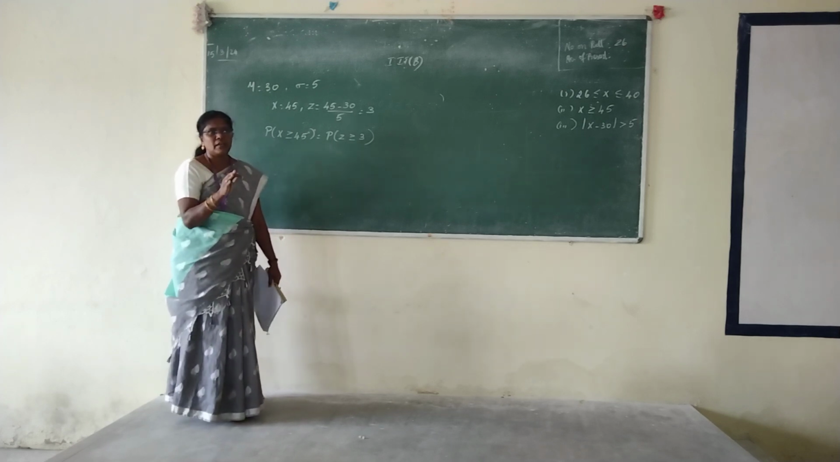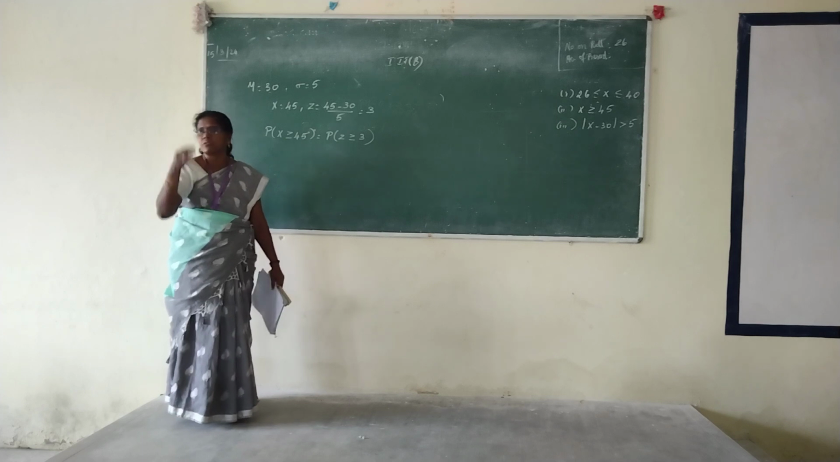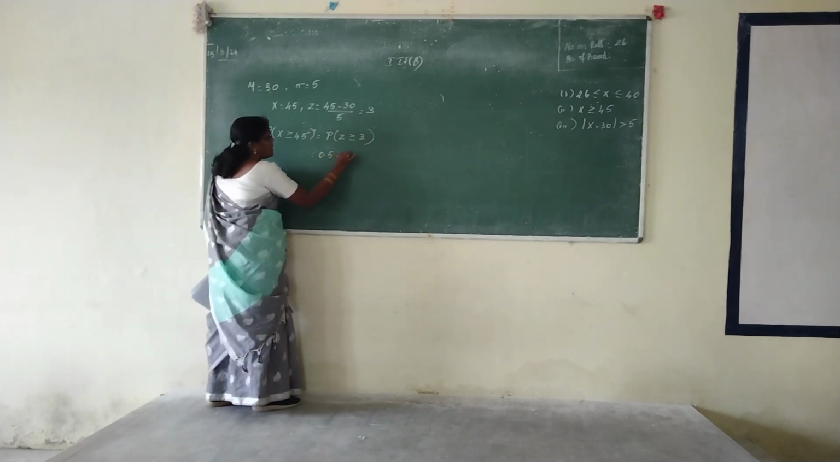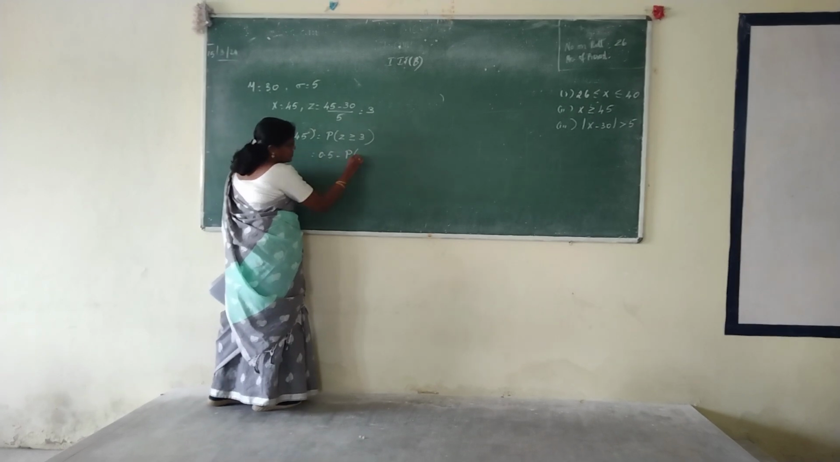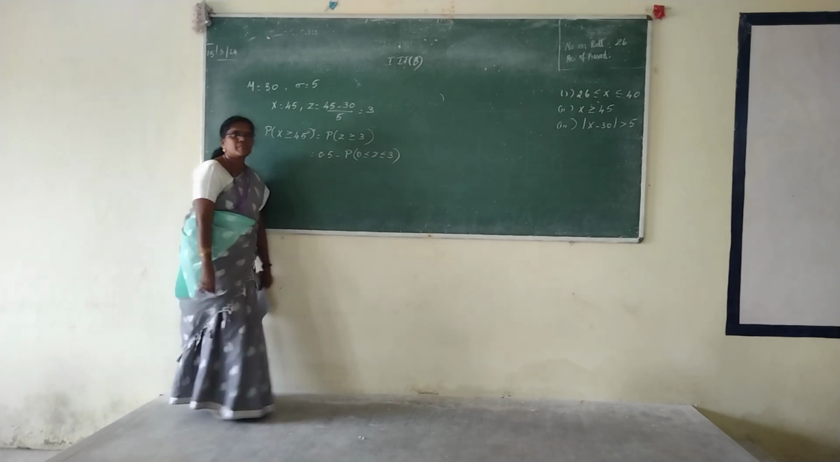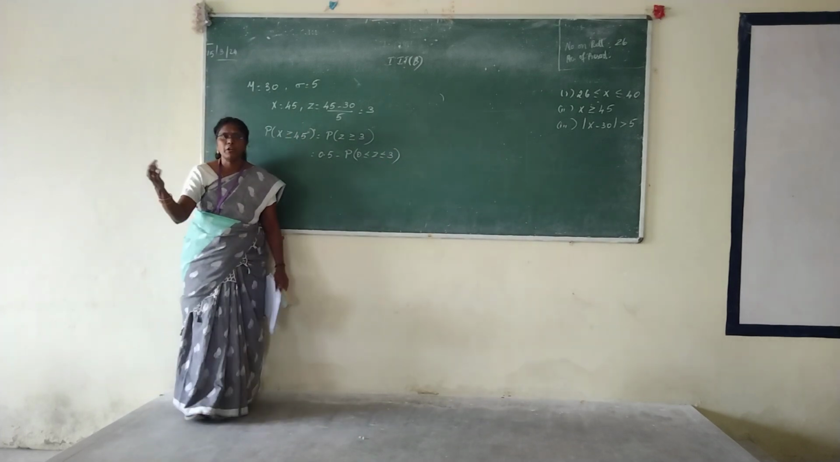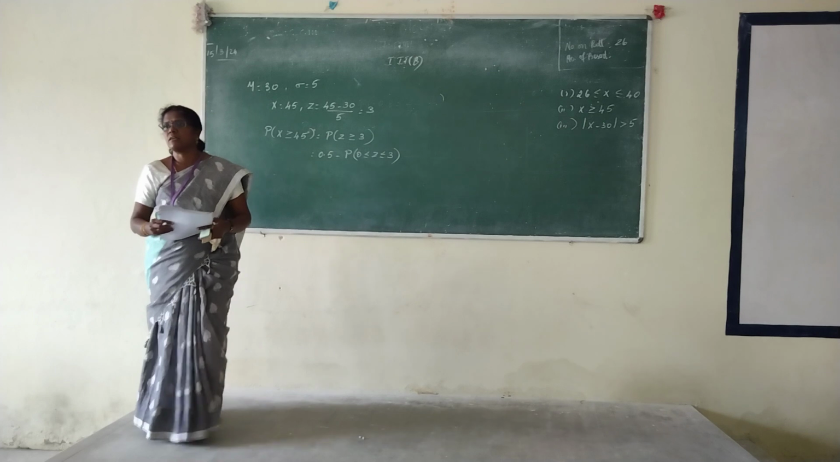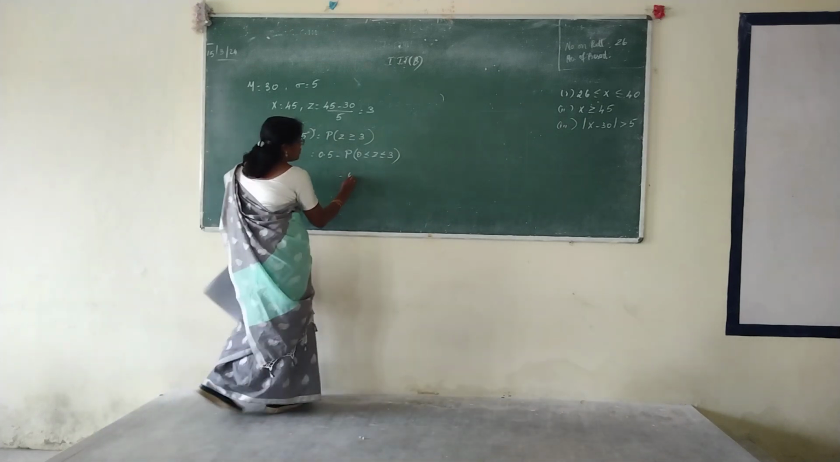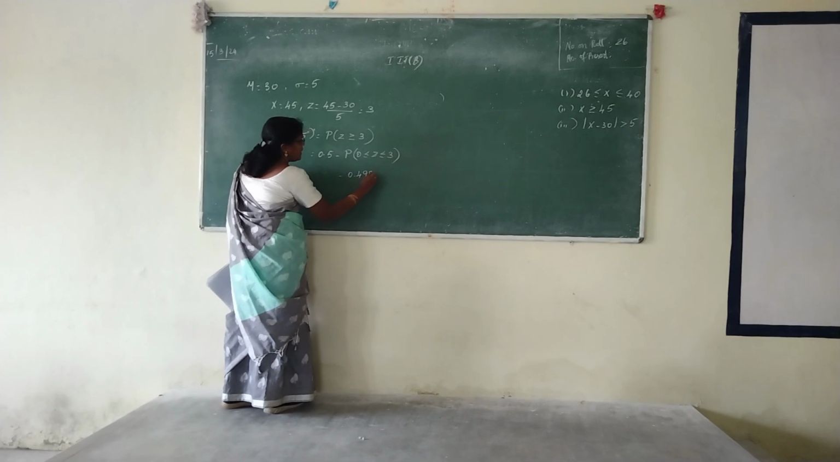Just apply the formula directly. I will give you the formulas directly for those 3. How can you rewrite this? 0.5 minus the probability of 0 less than z less than 3. Now let me get the tables, 0 to 3. What is the answer? 0.4987.